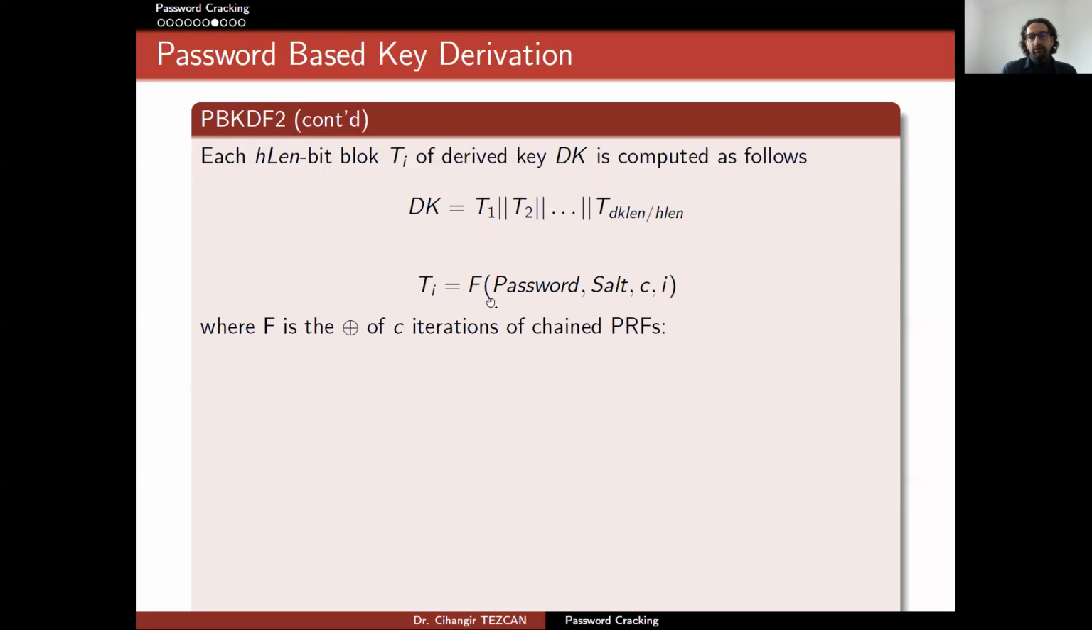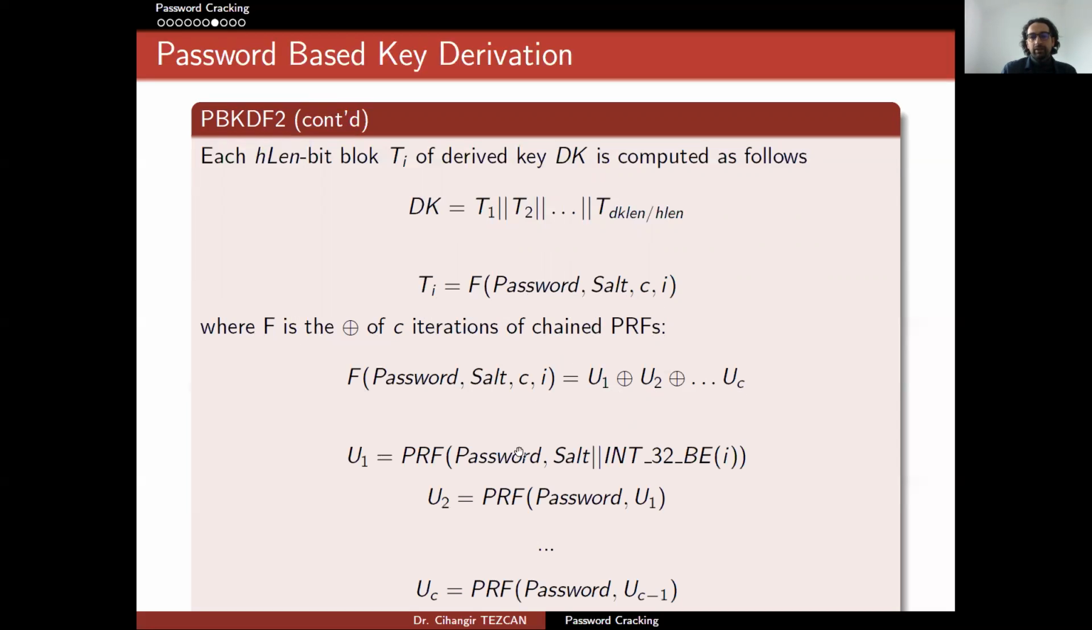You have the F function, which takes input password, salt, c, and i, where F is the XOR of c iterations of the chained pseudo-random function, and it is designed like this. So this is the idea. For Ti, you need to perform this operation, and the first U is the password and salt concatenated to the big endian representation of the 32-bit value i. So it is like this.